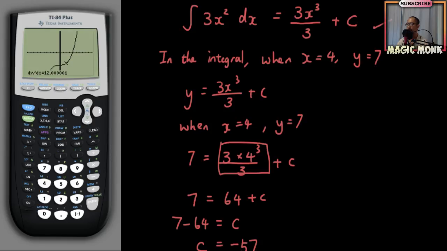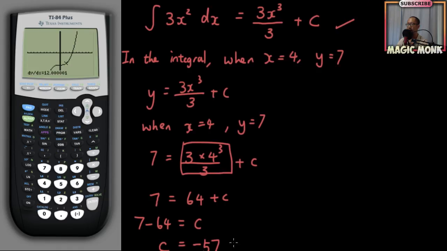Okay, so that's how you find the constant c. For the people who have just joined us, the full answer to this question is actually y equals 3x cubed over 3 minus 57.